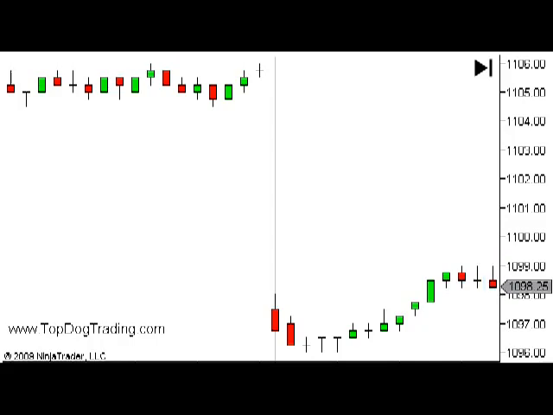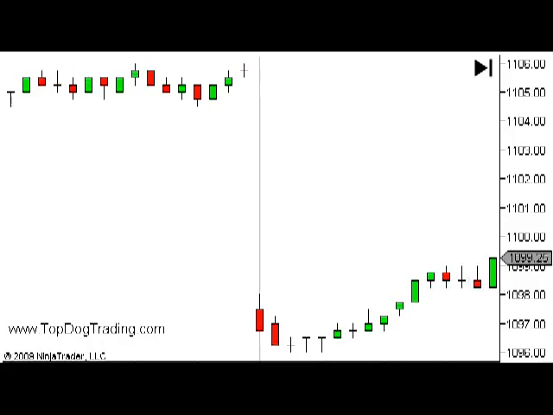All right, so let's follow through and see what happens. Whoops. Well, we had a bearish pattern, but now the very next bar is a green bar. That's an engulfing pattern.